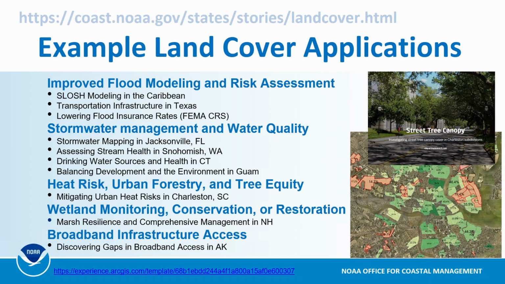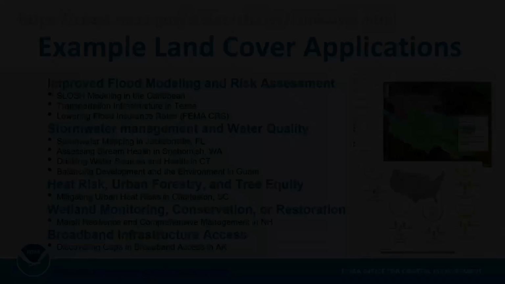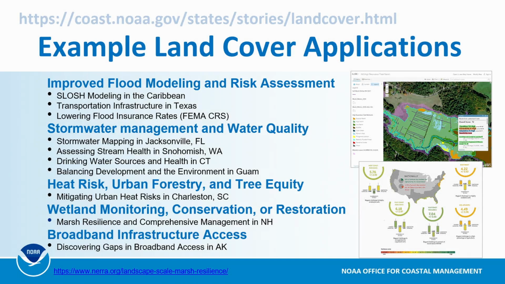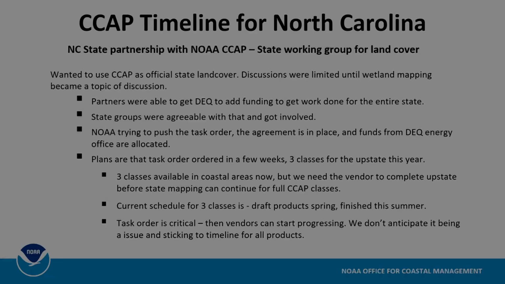This was a new one, discovering gaps in broadband access in Alaska. And I've seen a lot of presentations and information about broadband here as well, and expanding into Western North Carolina. So it's a great story to look at and see what they did, how they used that information to get there. So wetland monitoring, resilience analysis, and comprehensive planning in the state of New Hampshire. Work our office has supported in partnership with the National Estuarine Research Reserve System. So marsh resilience and comprehensive management in New Hampshire, just more examples of how this data is being used.